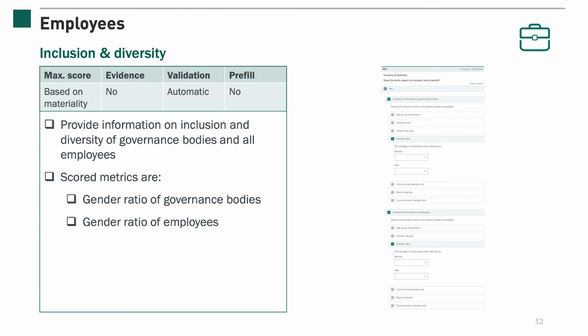The second indicator in this aspect is inclusion and diversity. The scored metrics in this indicator are the gender ratio of governance bodies and the gender ratio of all employees. Entities should provide percentages for the number of individuals that identify as men and women to obtain points.